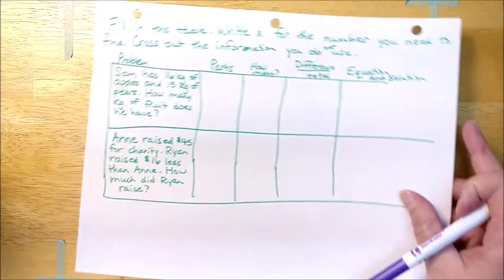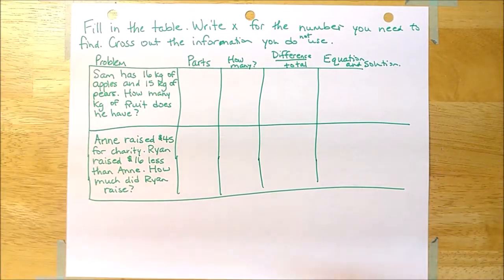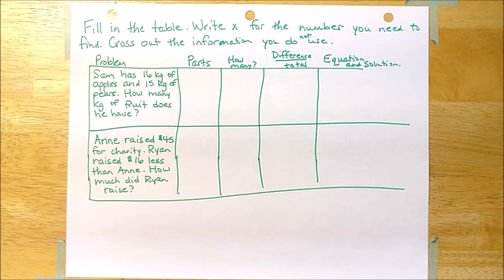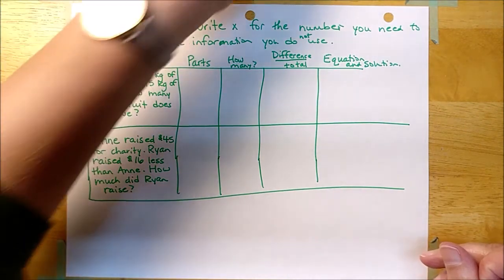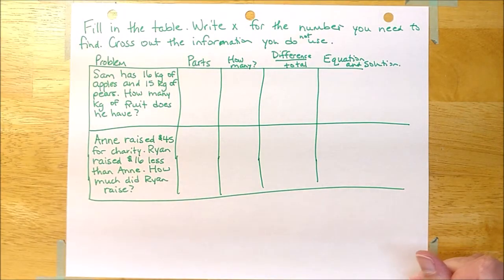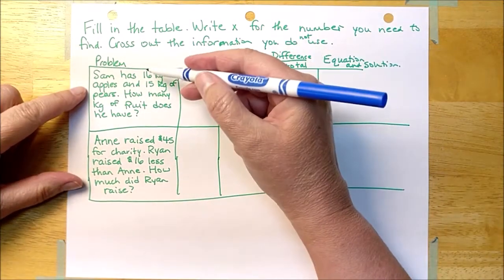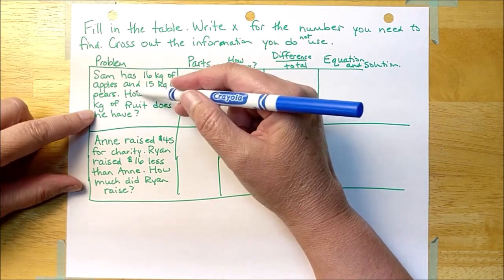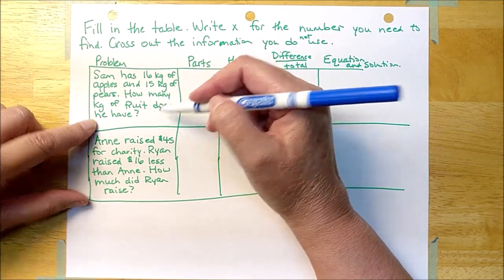Then you're going to be moving on to a different kind of table, and this table says fill in the table. Write x for the number you need to find. Cross out the information you do not use. Okay, so Sam has 16 kilograms of apples and 15 kilograms of pears. How many kilograms of fruit does he have?